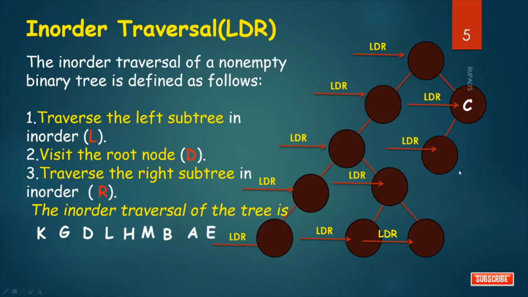R, is there any right child? No. Now come here. L completed. D means print the node. Print C. R, no R is there. So in this way you can traverse any tree in in-order fashion.